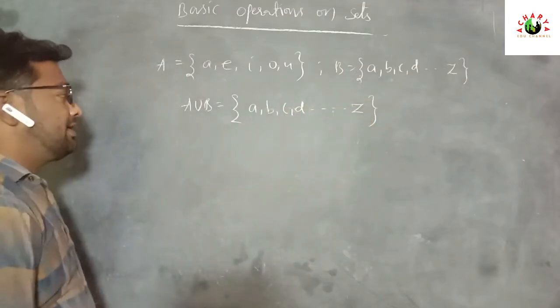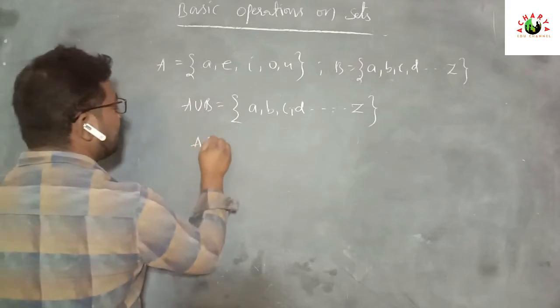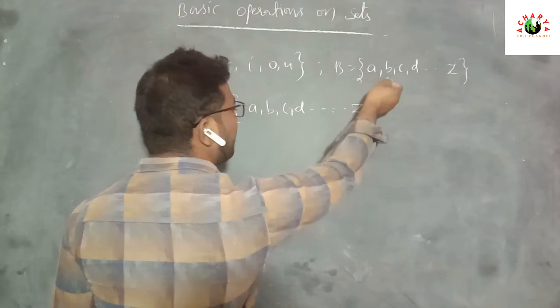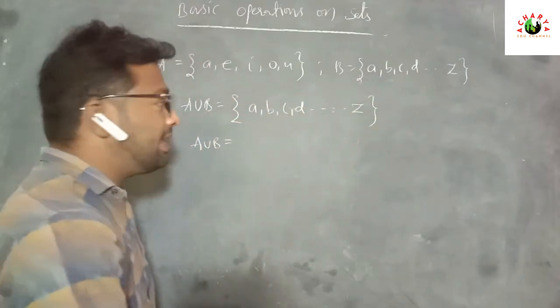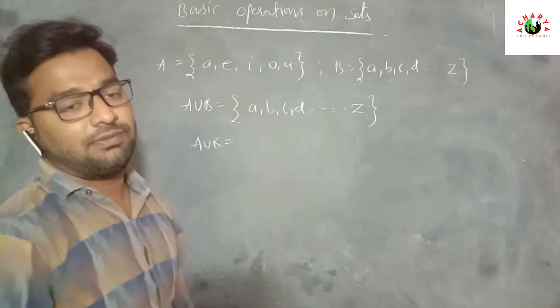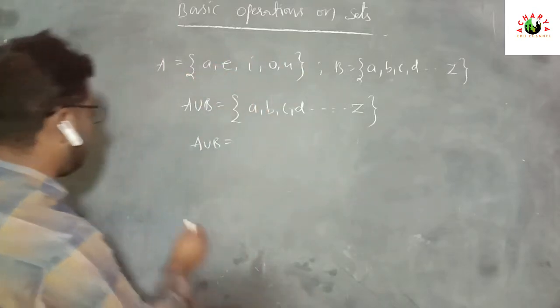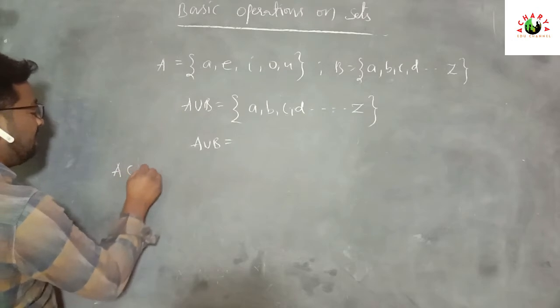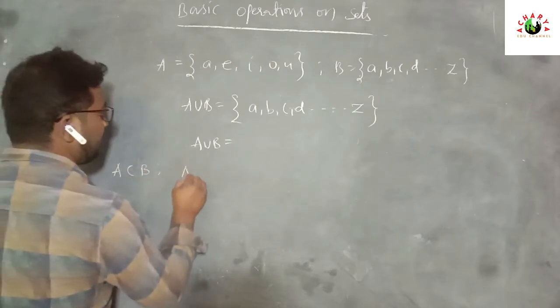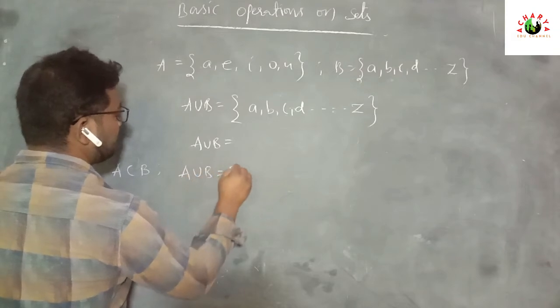So finally, in this problem A union B is equal to B. Why? Because A is a subset of B. If A is a subset of B, then A union B is equal to B. Remember that.